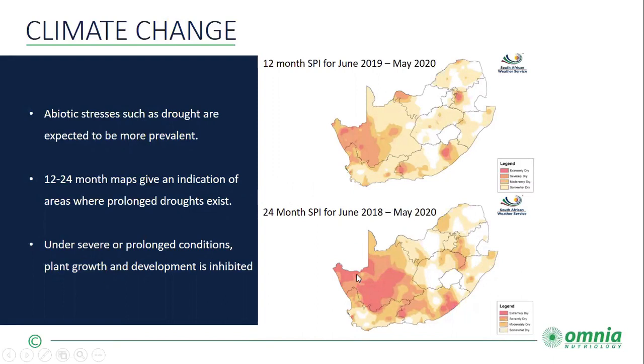And for the 24-month period, we can see that we've actually been experiencing droughts for a prolonged period of time already. If we go further back into our timeline, this image will just become worse. The dark red areas represent the extremely dry locations where far below average rainfall is experienced. Then we move on to severely dry, moderately dry, and somewhat dry.